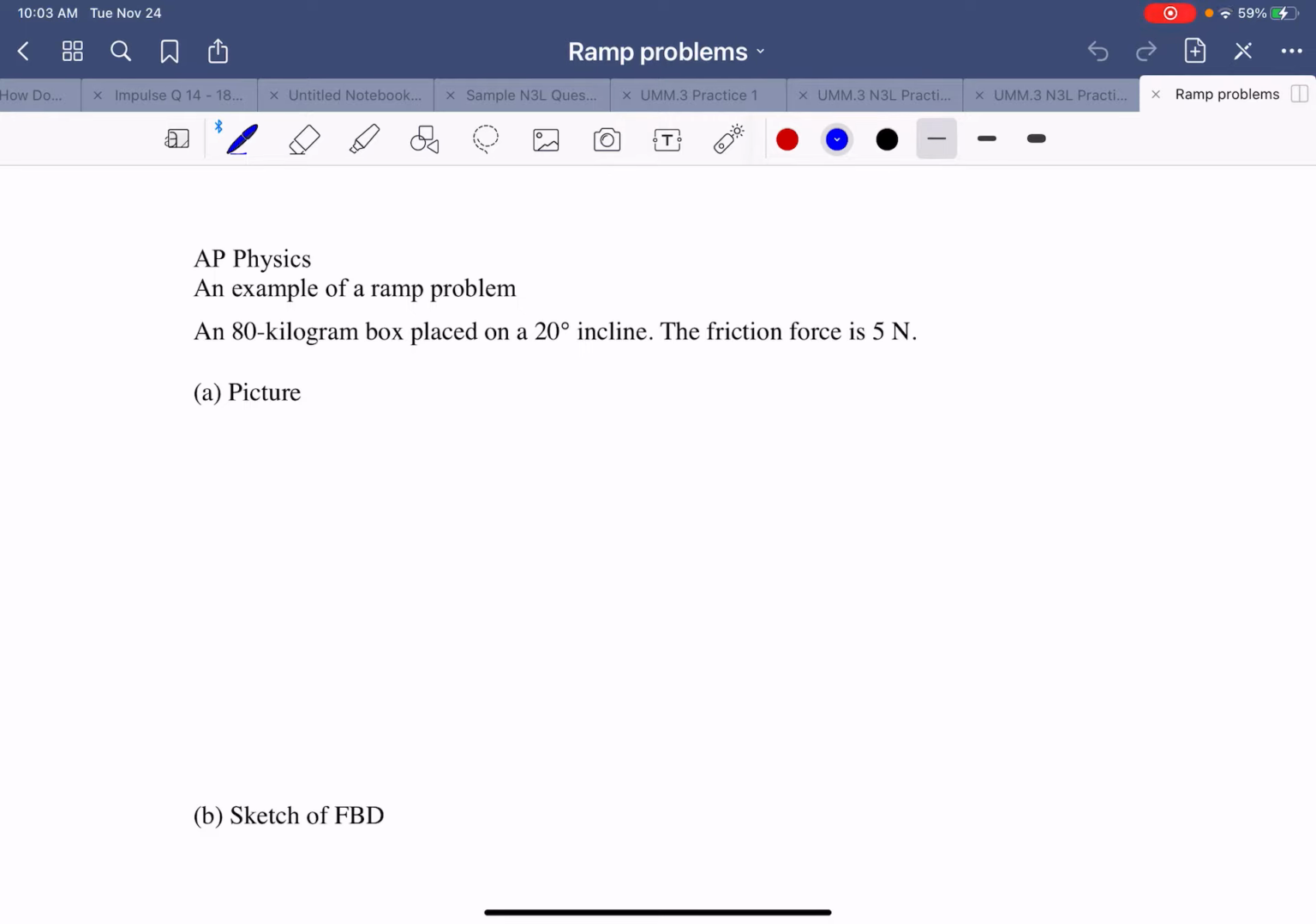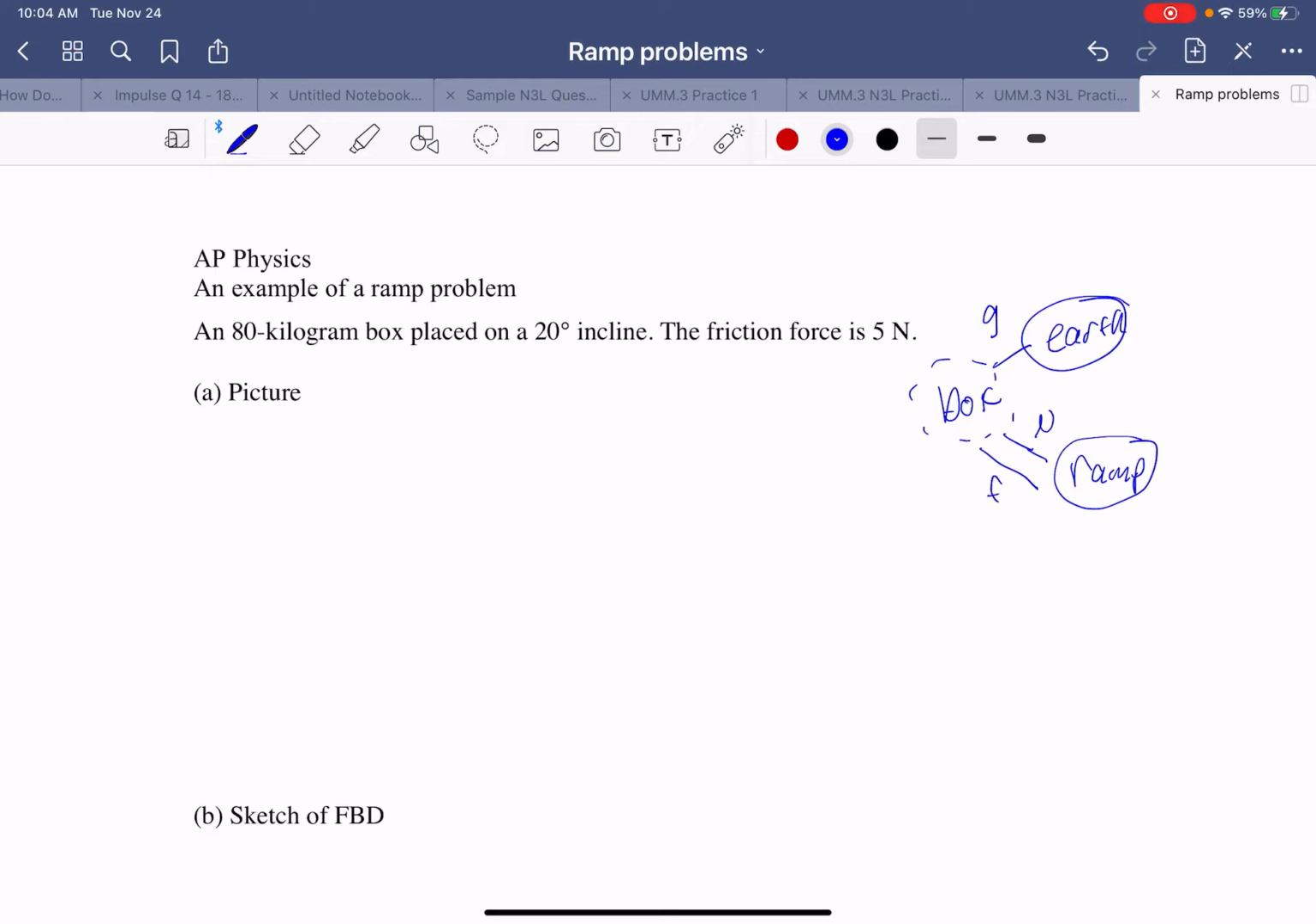I have an 80-kilogram box placed on a 20-degree incline, and the friction force is 5 newtons. So I'm going to start with an interaction diagram. I have a box, and it's interacting with the earth, and it's interacting with the ramp. Not only is the ramp supporting it, but there's also a friction force on the ramp.